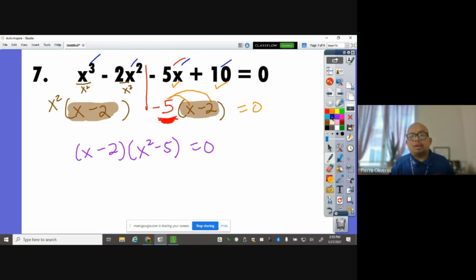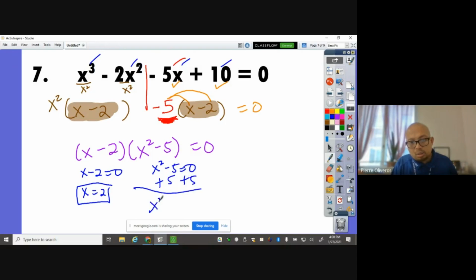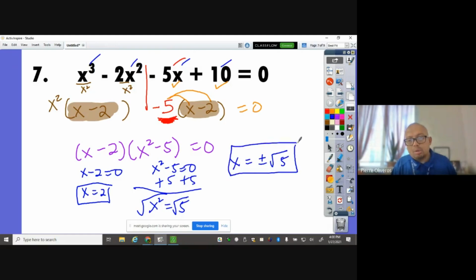Now they're already in factored form, so we're going to solve it. This will give us x minus 2 is equal to 0, so therefore, x equals 2. x squared minus 5 is equal to 0. Plus 5 here, plus 5 there. x squared is equal to 5. Take the square root, take the square root. So the answer is x equals plus or minus square root of 5. So there you go. I have plus or minus square root of 5 and 2 as my x values here.